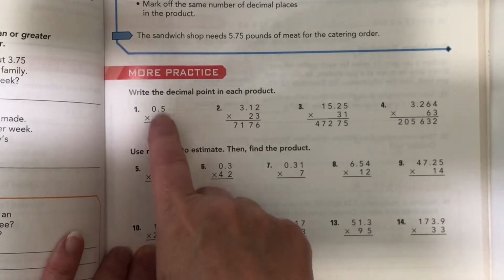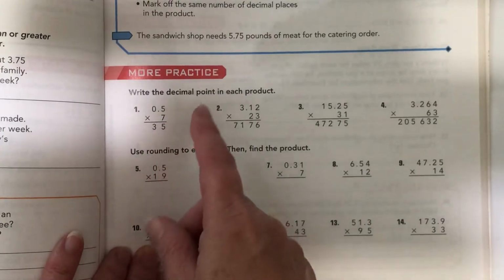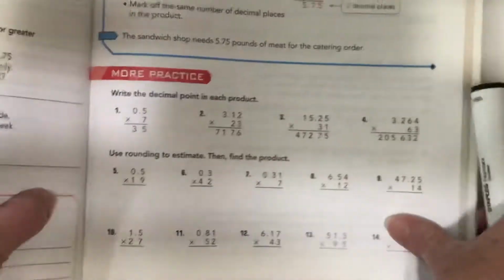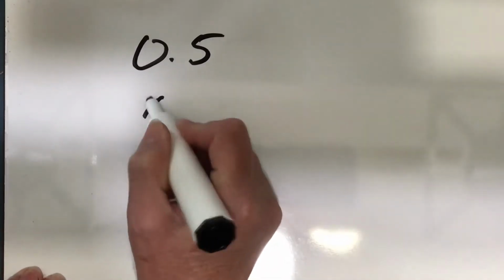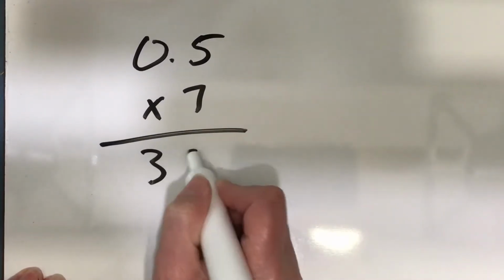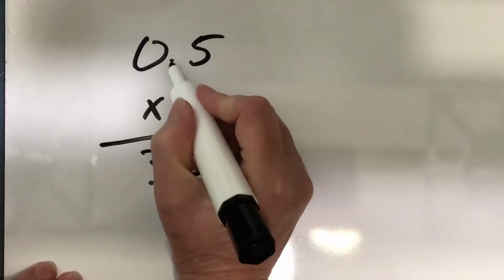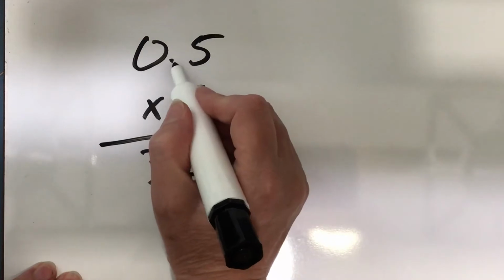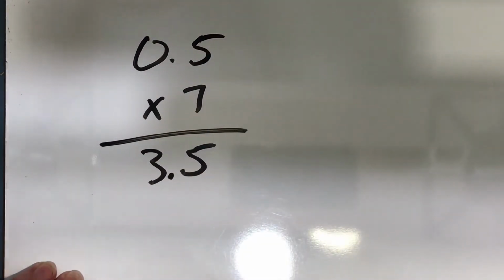Notice that I'm multiplying by a whole number, 7 times 5/10. And first you just multiply like you'd multiply whole numbers. So if I have 7 times 5/10, I know that 7 times 5 is 35, but I have to put my decimal point in there. And I have one digit after the decimal point, so in my product I also have to have one digit after the decimal point. Okay.